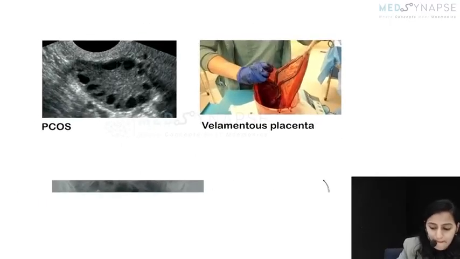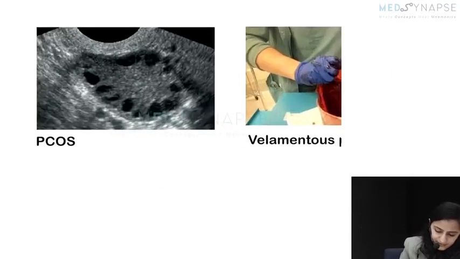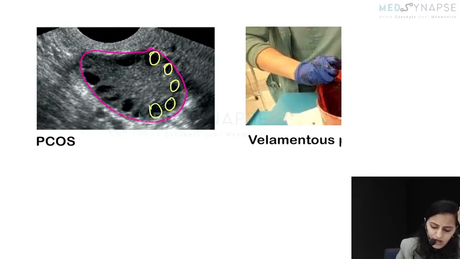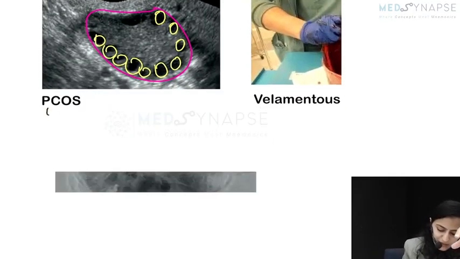What is this? Is this PCOS or is this ovarian hyperstimulation or is this theca lutein cyst? PCOS. Why? Look at the ovary. What does it have? Follicles. Where? Periphery. All the follicles are in the periphery. So remember, PCOS has peripheral follicles.